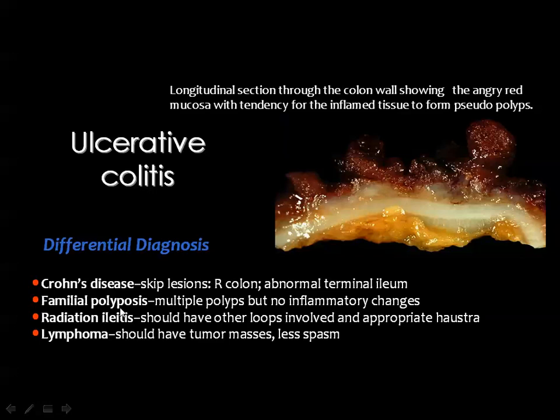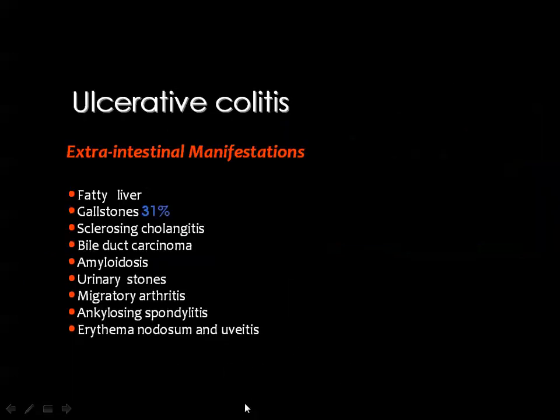Familial polyposis: there are true polyps throughout the colon with no inflammatory changes. Radiation ileitis: there should be a history of radiation, and the affected bowel is still showing the haustra. Lymphoma is a diffuse disease affecting the wall of the colon. There is less spasm of the colon, and there are tumor masses that can be identified by CT.